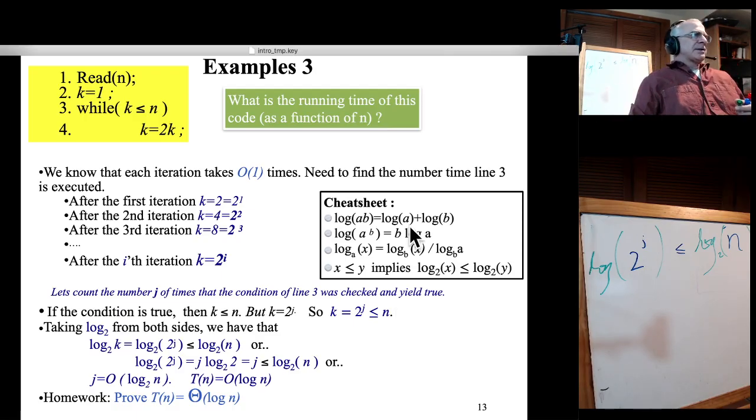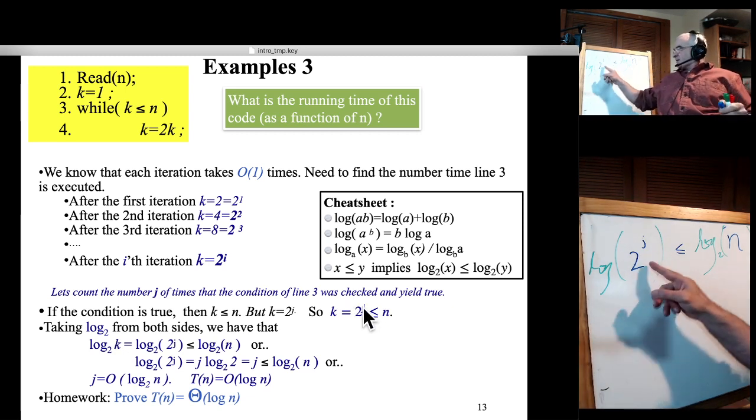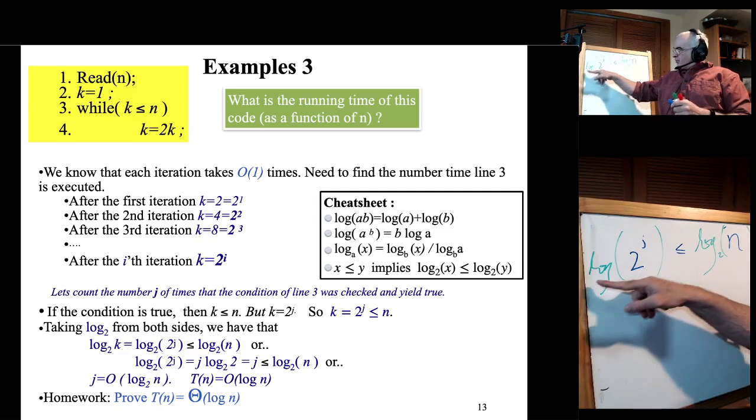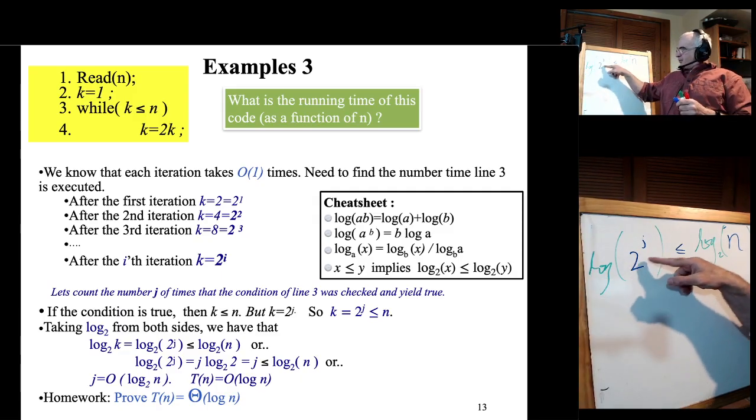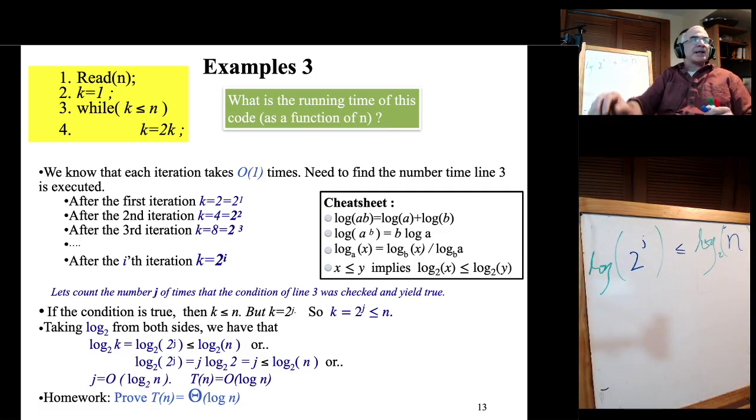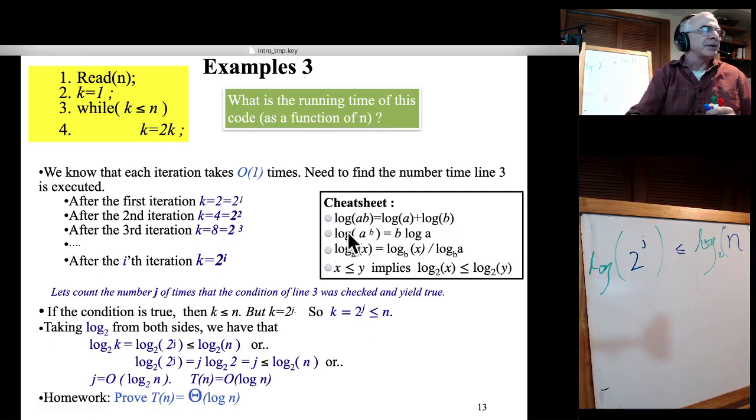Okay, and I'm using this condition. It also works in the other direction. If x is smaller than y, then log of x is smaller than log of y. So what happened when I take the log to the base 2 of k? What is k? K is 2 to the j. So how do I write log of 2 to the j? What do I do with the exponent using this condition? What do I do with the b over here?